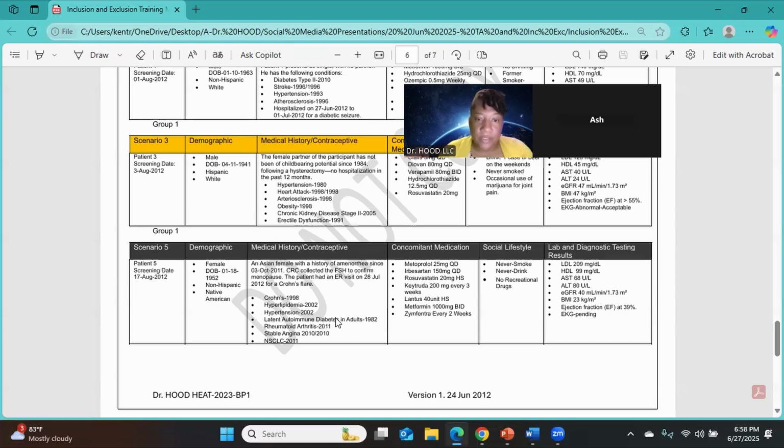Latent autoimmune diabetes in adults, LADA. That's also autoimmune, so it presents as a type 2. A lot of times, and I didn't learn about this type of diabetes until I got into research, patients are misdiagnosed with type 2 because they are heavier and they get it as adults.